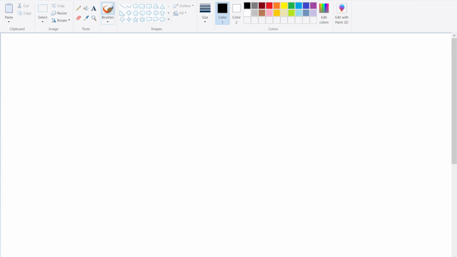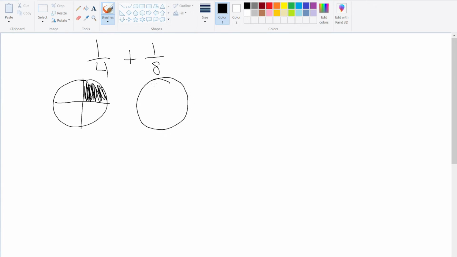So now let's say that I want to figure out how much the 1/4 of the pizza that I ate, and the 1/8 of the pizza that somebody else ate, I want to figure out how much of the entire pizza we ate together. So if I draw the pictures back, my 1/4 of the pizza is this much of the pizza. And the 1/8 that someone else ate would be 1/8 of the pizza.